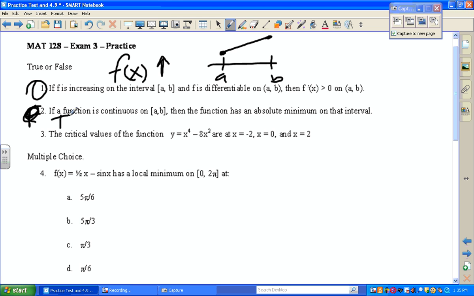So if you don't know it, we should try. The critical values on the function. What are critical values? Is it true? Yes. All right.